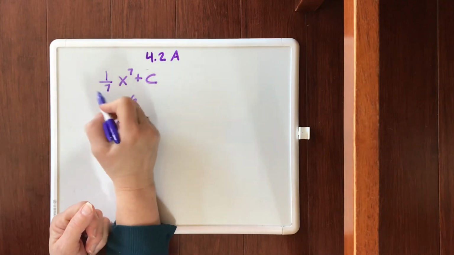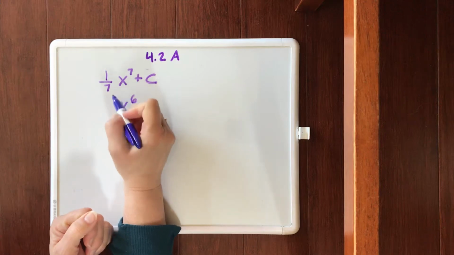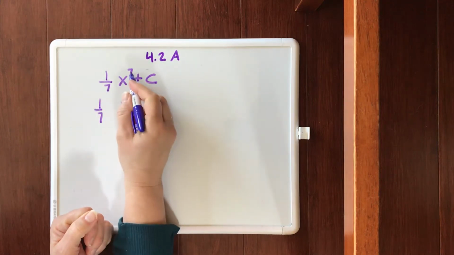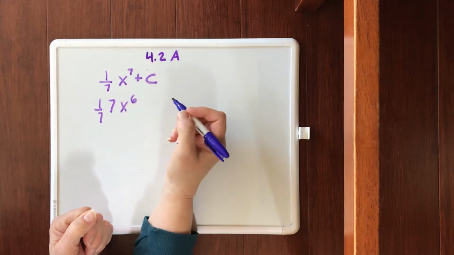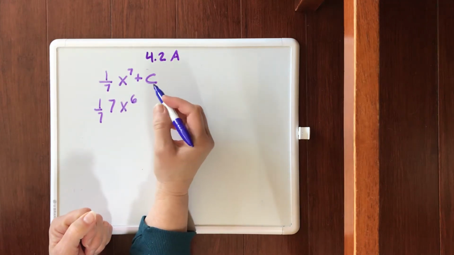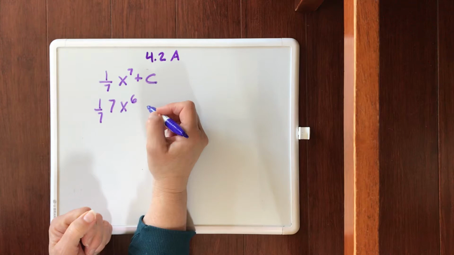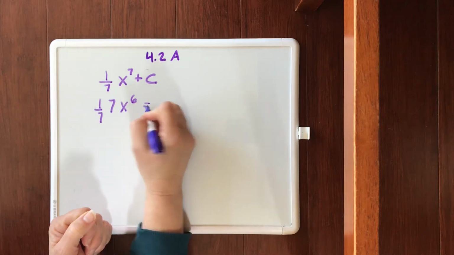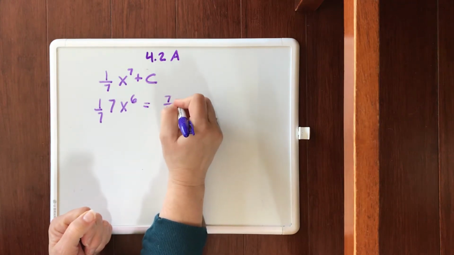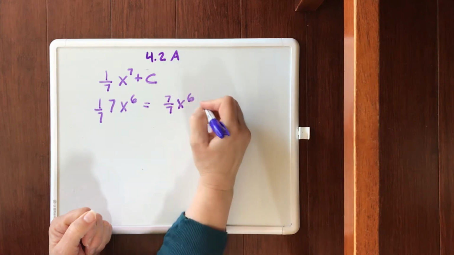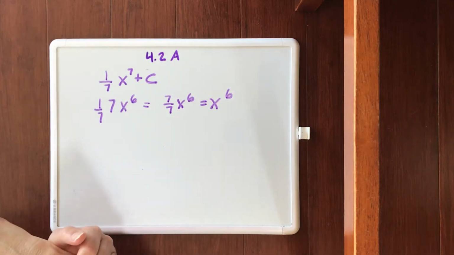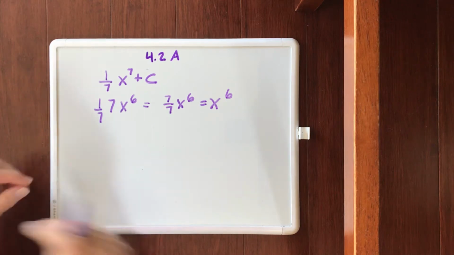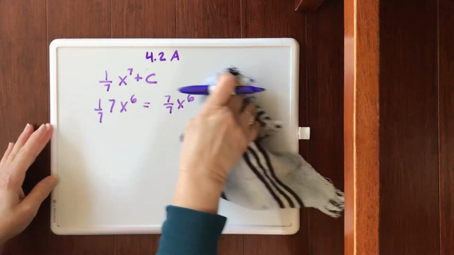So we start all over. We bring the 7 down, minus 1. Okay? And then we take the derivative of that. That goes away. So what does this equal? 7 over 7, x to the 6, which just equals x to the 6. And that's what we started with. Okay? Let's do another one.